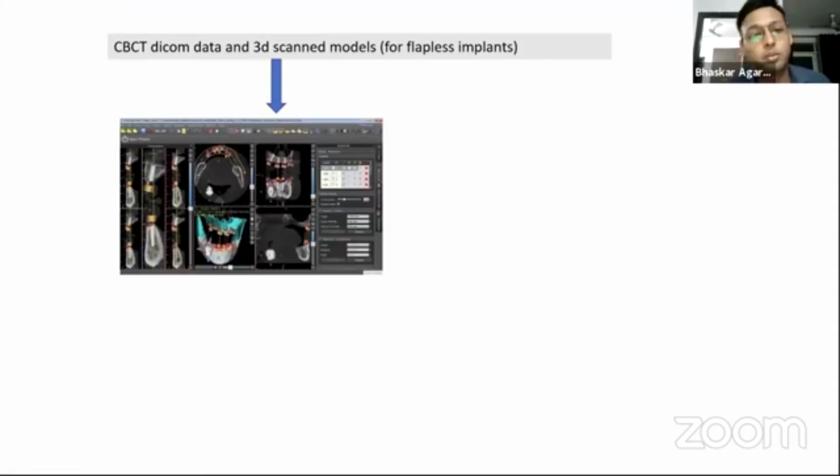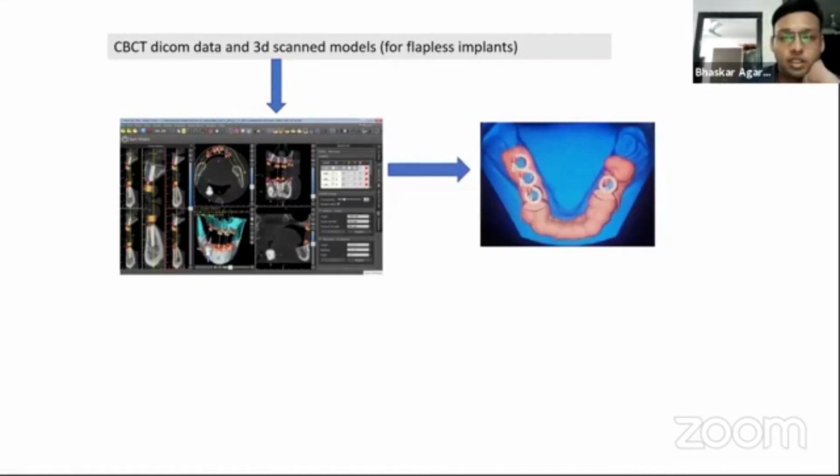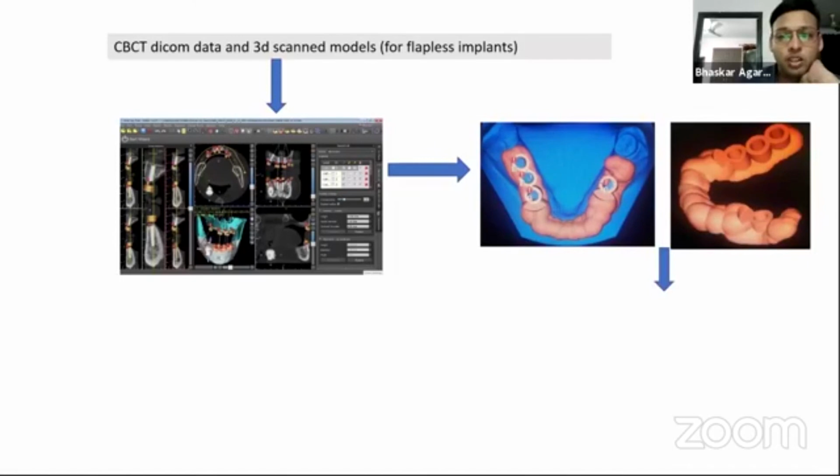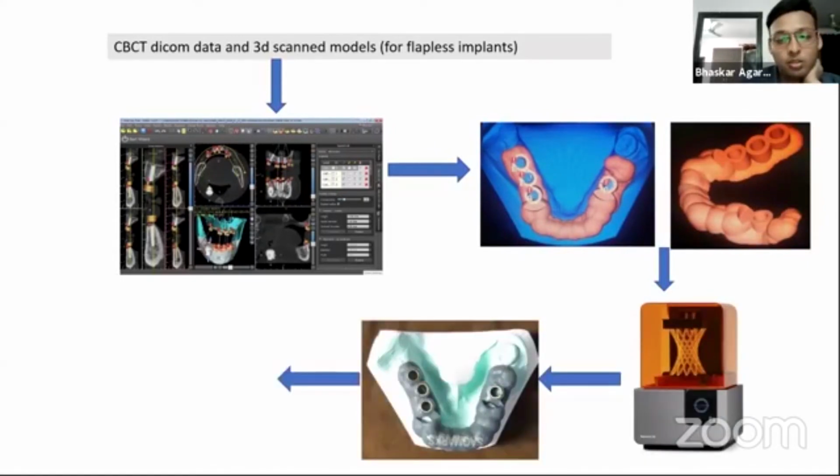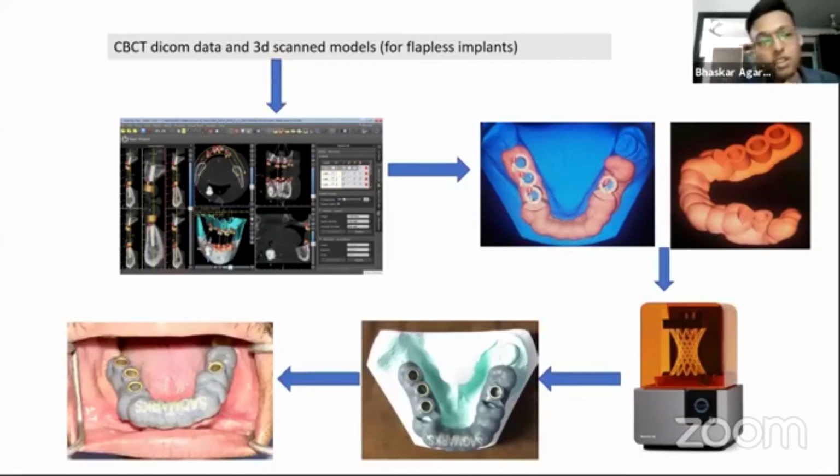This is the process. The CBCT DICOM data and the 3D scan models are imported into the software, and the planning is done. The guide is exported as an STL file. It is sent to a 3D printer, and the fit is verified on the cast, and then it is used for the surgery.